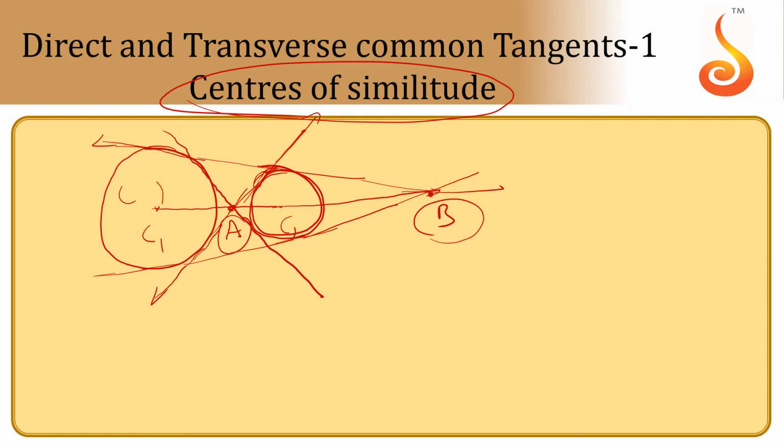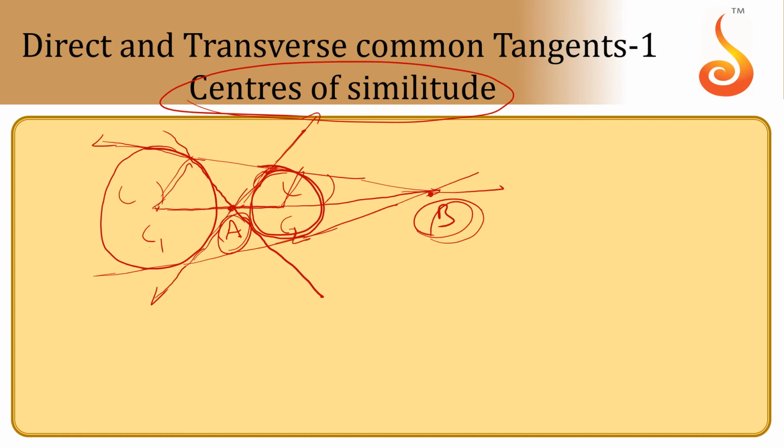A divides C1C2. We can use the similar triangles concept to prove that A divides line segment C1C2 in the ratio R1 is to R2 internally. B divides the same C1C2 in the same ratio R1 is to R2 but externally. So I can say that centers of similitude are harmonic conjugates with respect to the line segment C1C2.